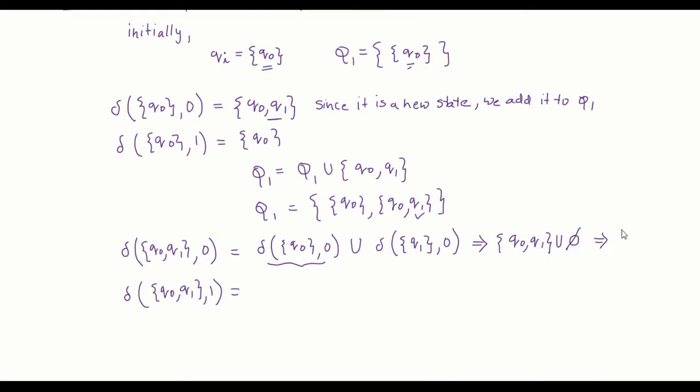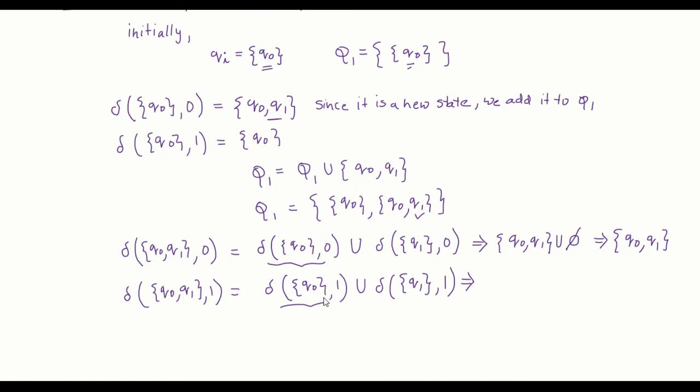So the answer to this is just the state Q0 Q1. Is this a new state not already present in Q1? No, it's not a new state. This is already present in Q1. So since this is not a new state, you don't have to add it. And continue. Now this can be further written as del of Q0 on 1 union del of Q1 on 1.